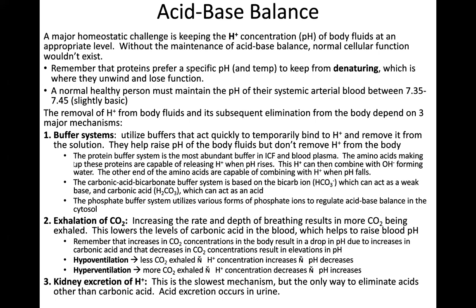Okay. The three major buffer systems that I wanted to talk about are listed here: the protein buffer system, the carbonic acid bicarbonate buffer system, and the phosphate buffer system. Protein buffer system is the most abundant buffer in our intracellular fluid and blood plasma. The amino acids that make up these proteins are capable of releasing hydrogen ions when pH rises. That's going to make pH go down. And that's because this hydrogen ion can combine with hydroxide, forming water. And the other end of the amino acids are capable of combining with hydrogen ions when pH falls, which is going to help bring it back up.